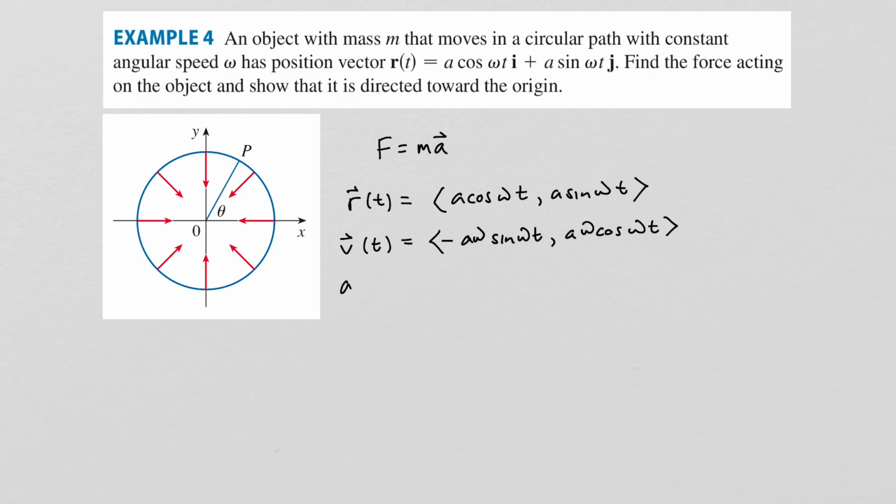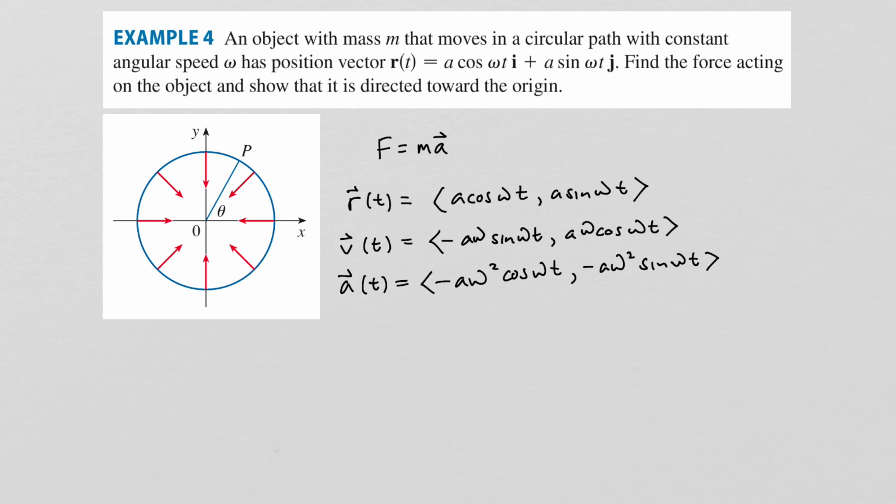And now for the acceleration function, it's just the second derivative. So we have negative a omega, these are constants, and then the derivative of sine of omega t is cosine omega t times another omega. So we have negative a omega squared cosine of omega t. And then for the second coordinate, the derivative of cosine is negative sine. So we get negative a omega times sine of omega t times another omega. So we get omega squared once again.